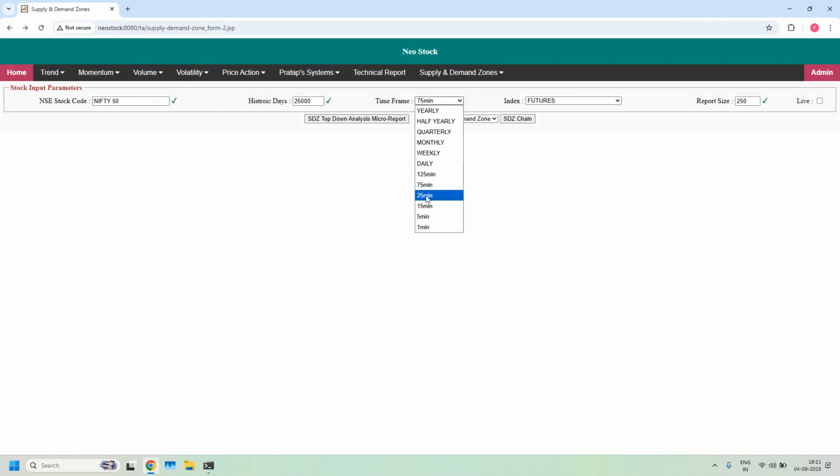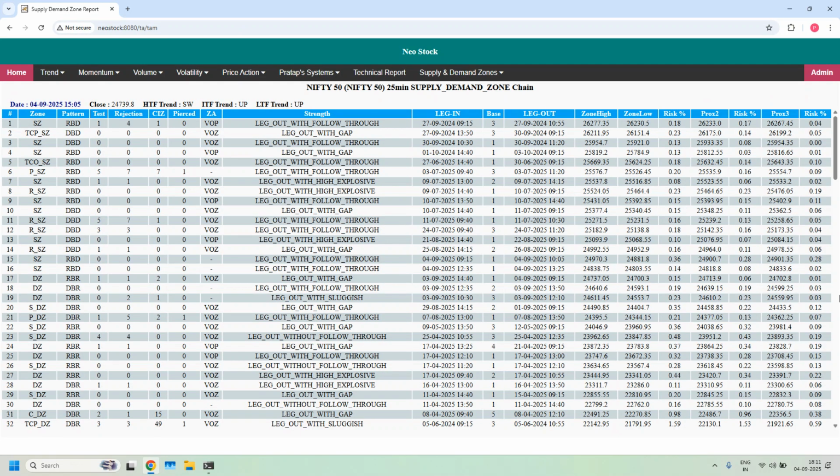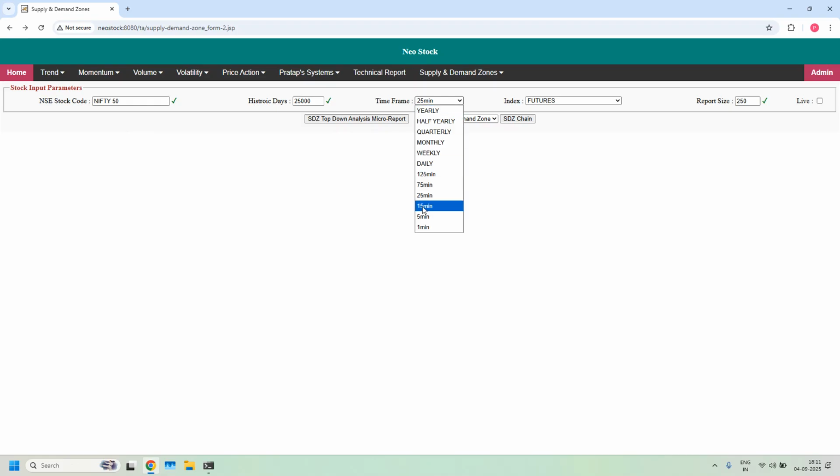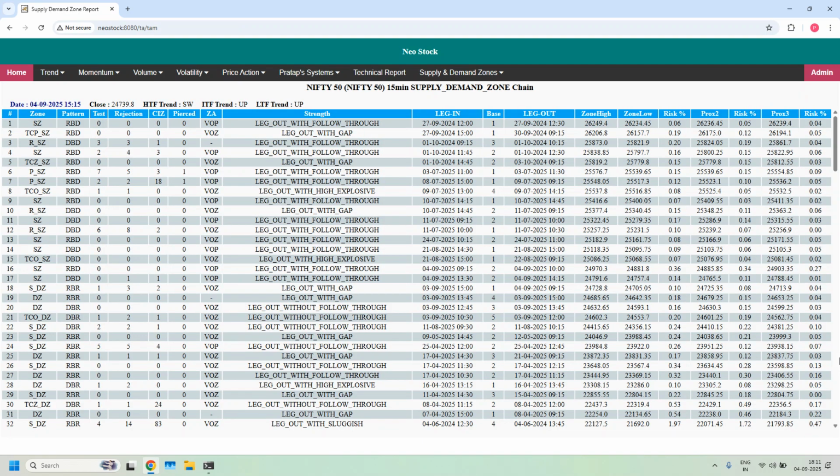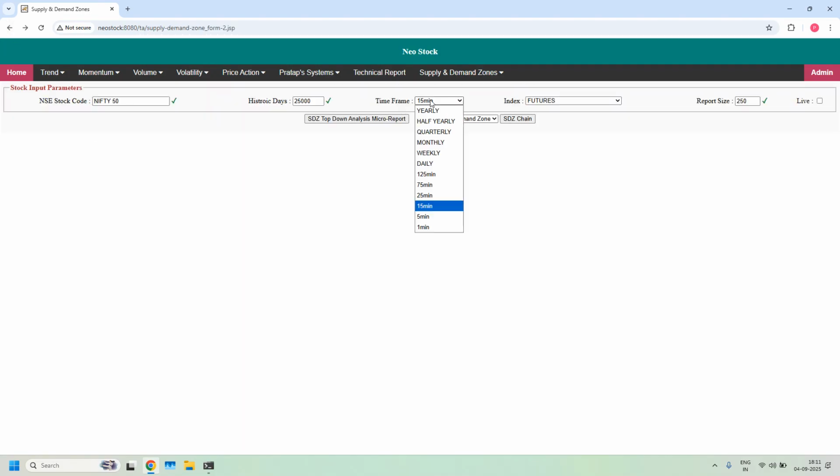Next, generating 25 minutes supply demand zone chain for Nifty. Next, generating 15 minutes supply demand zone chain for Nifty. Next, generating 5 minutes supply demand zone chain for Nifty.